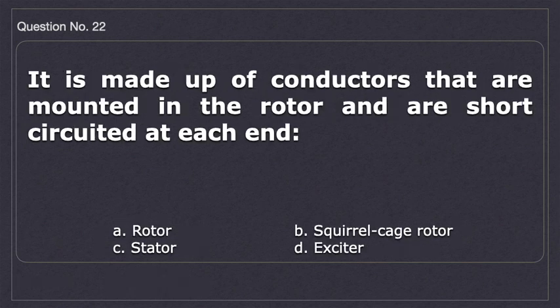Question number 22. It is made up of conductors that are mounted in the rotor and are short-circuited at each end. A. Rotor, B. Squirrel cage rotor, C. Stator, D. Exciter. Answer: B. Squirrel cage rotor.